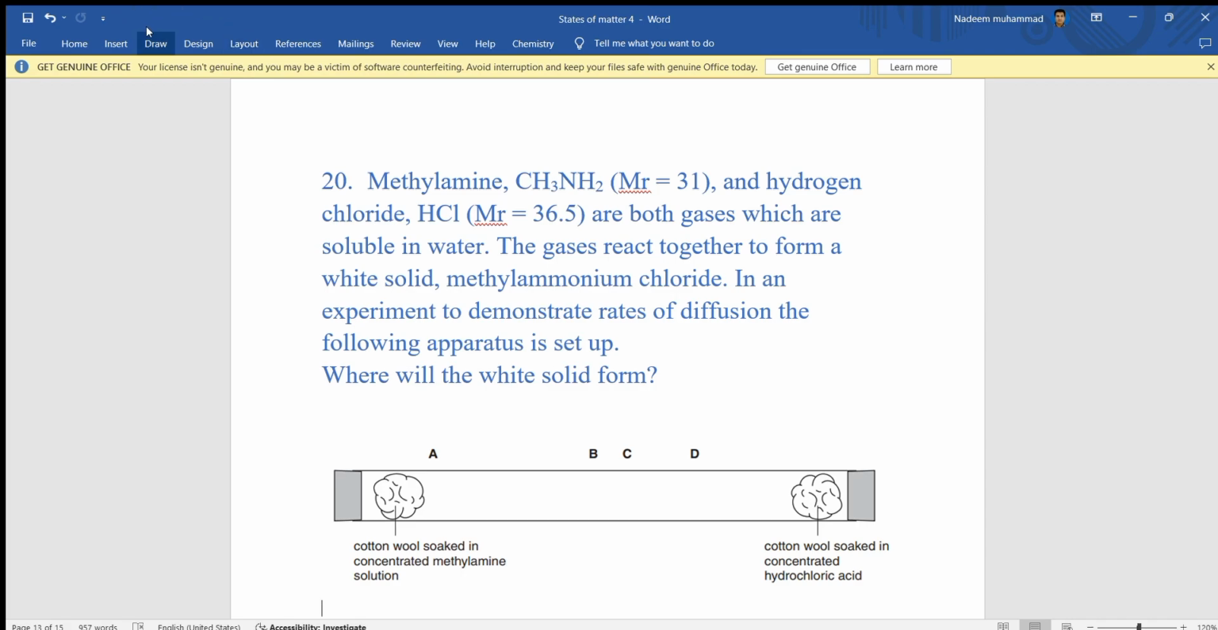Now here the molecular masses are given, but there is not much difference in the molecular masses. Like methylamine has a molecular mass of 31 and hydrogen chloride has a molecular mass of 36.5. Hydrogen chloride gas is slightly heavier than methylamine. So it will cover slightly less distance as compared to methylamine. So the ring will not be formed in the center, but it will be slightly towards C. So the correct option is C. The ring will be formed over here.